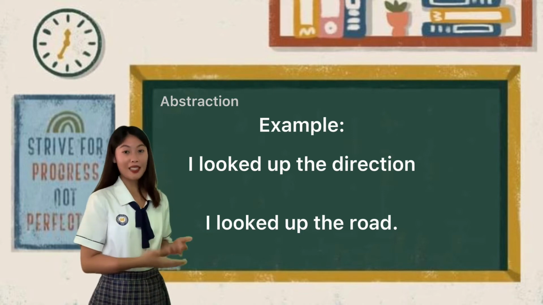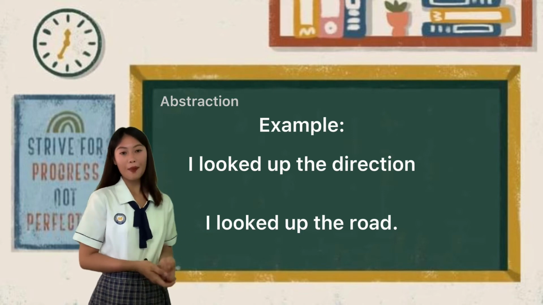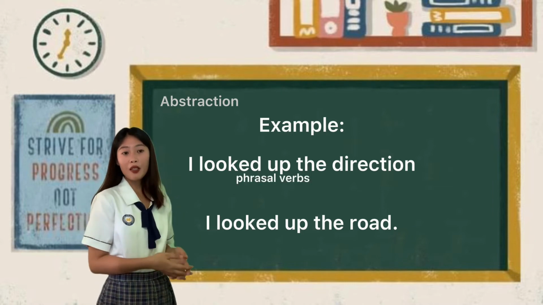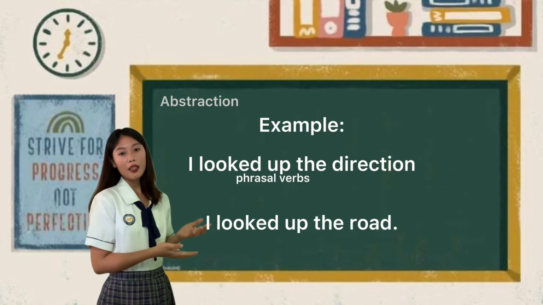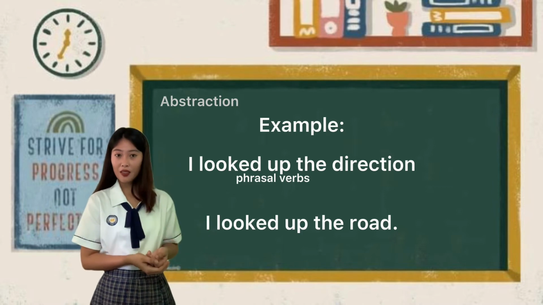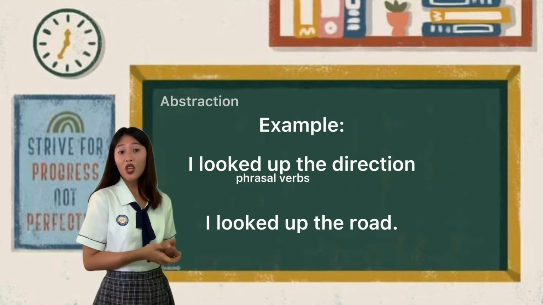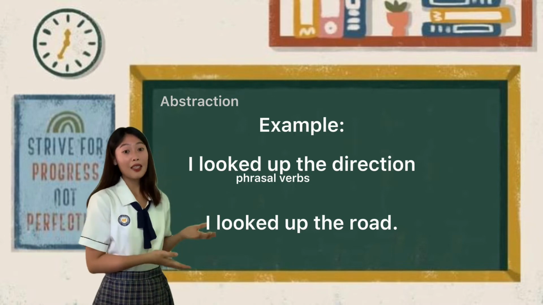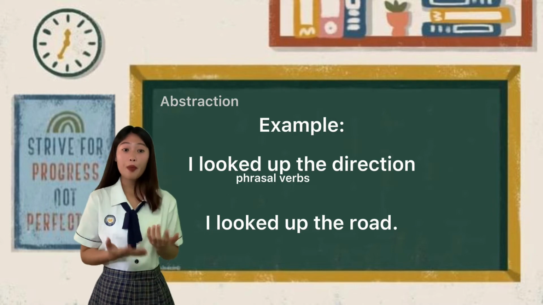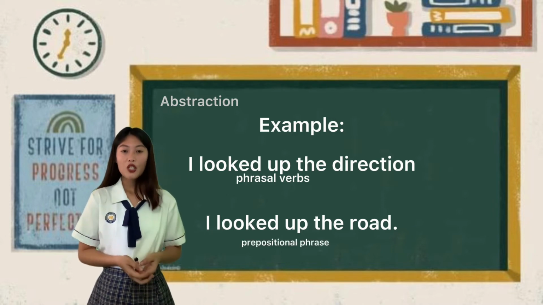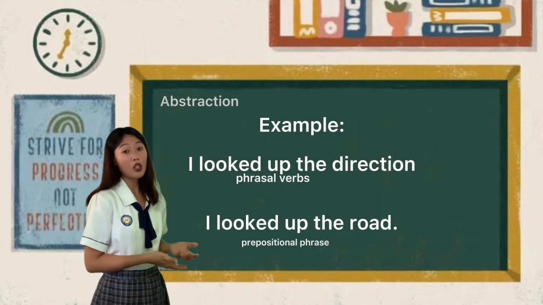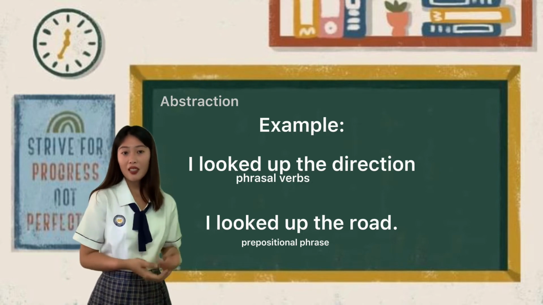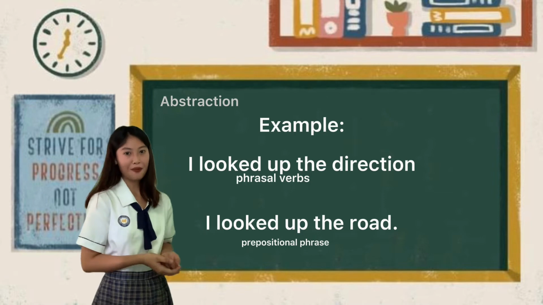In the first example, the preposition up is part of the phrasal verb look up, a unit meaning to locate information in reference materials. The meaning of the sentence changes if the 2 words are not working together. In the second example, up the road is a prepositional phrase. In this sentence, look up is not functioning as a unit. So the phrasal verb there is in I look up the direction.